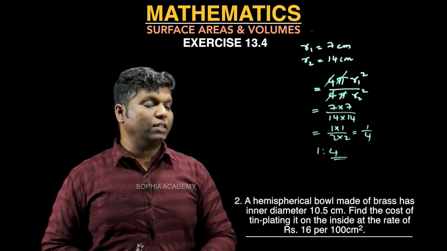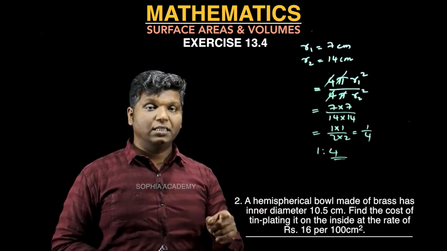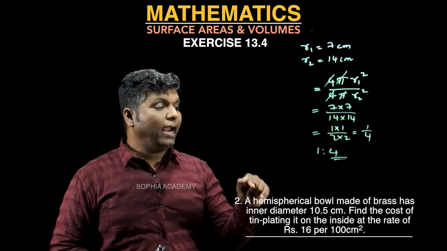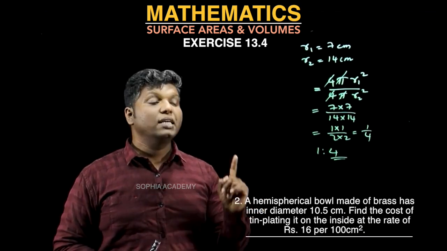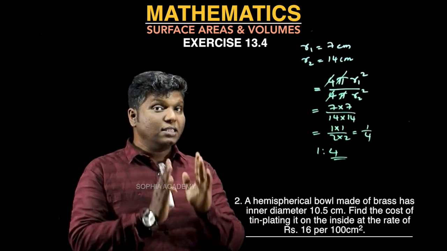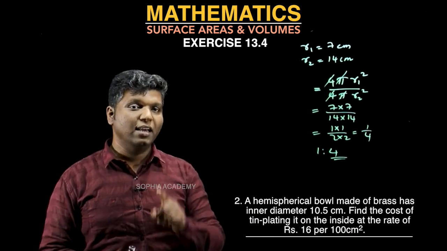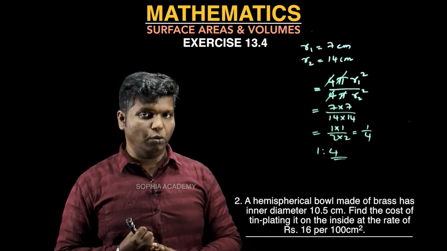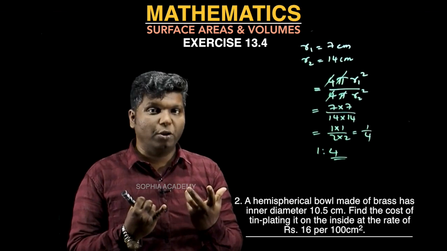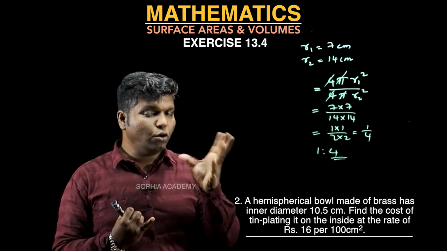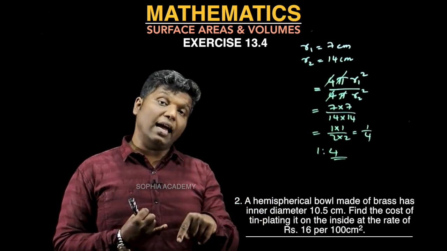Now, what is the rest of the thing which is given? Find the cost of plating it on the inside at the rate of rupees 16 per 100 centimeter square. There are some particular terms which you have to focus on again and again. Number one, it's a hemispherical bowl. So bring that in your mind. Just imagine a hemispherical bowl in your mind. Got it? So you got a hemispherical bowl, right? Now, thereafter what is given? The inner diameter is given.